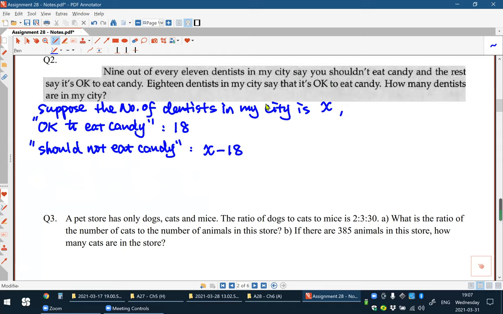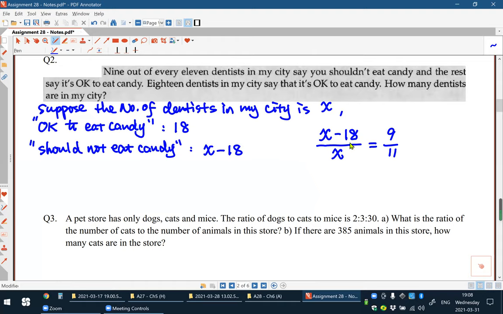And we also know their ratio, 9 out of every 11 dentists. So that means the number of dentists who say you should not eat candy over the total number of dentists, which is X, this ratio equals 9 out of 11. So here we have one variable and one equation. We should be able to solve it, right?